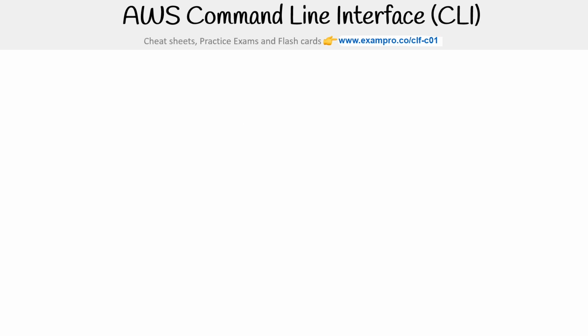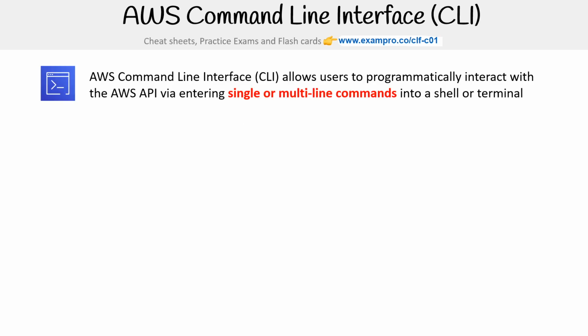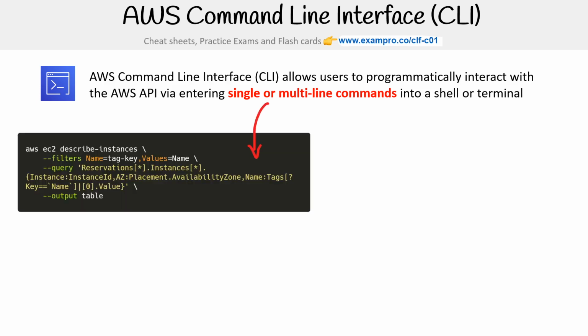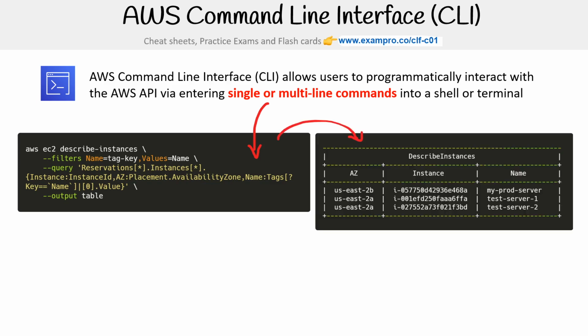So now let's take a look at the AWS command line interface, which allows you to programmatically interact with the AWS API via entering single or multi-line commands into a shell, and then here I say or terminal, but really it's just the shell, okay? So here is an example of one. We're trying to describe EC2 instances, and then we're getting the output because we asked to have it back in this table-like view. So the AWS CLI is a Python executable program.